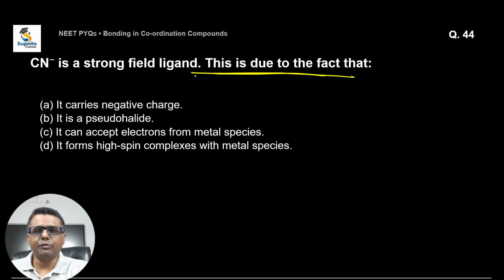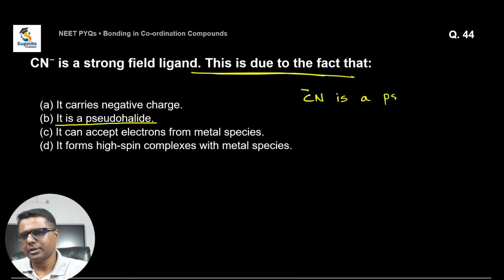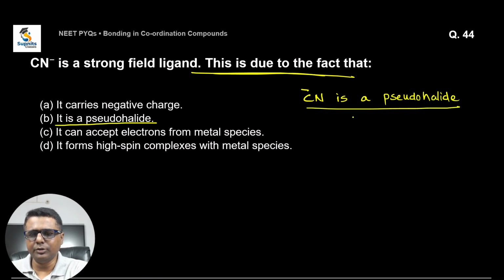CN minus is a strong field ligand. This is due to the fact that it carries a negative charge. It is a pseudo halide. This is the main point. Please write this down. CN minus is a pseudo halide, and due to this reason they are strong coordinating ligands.